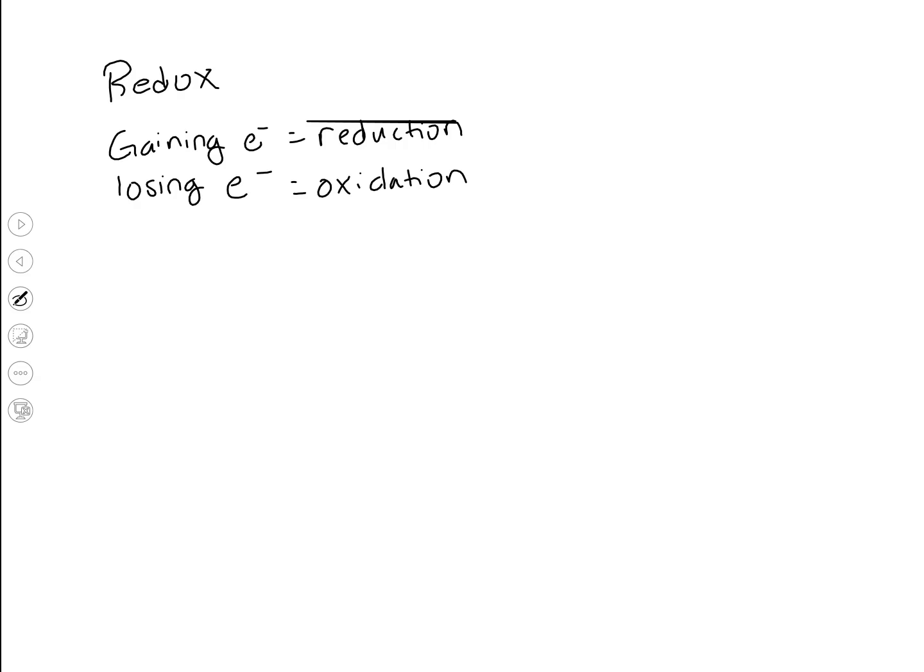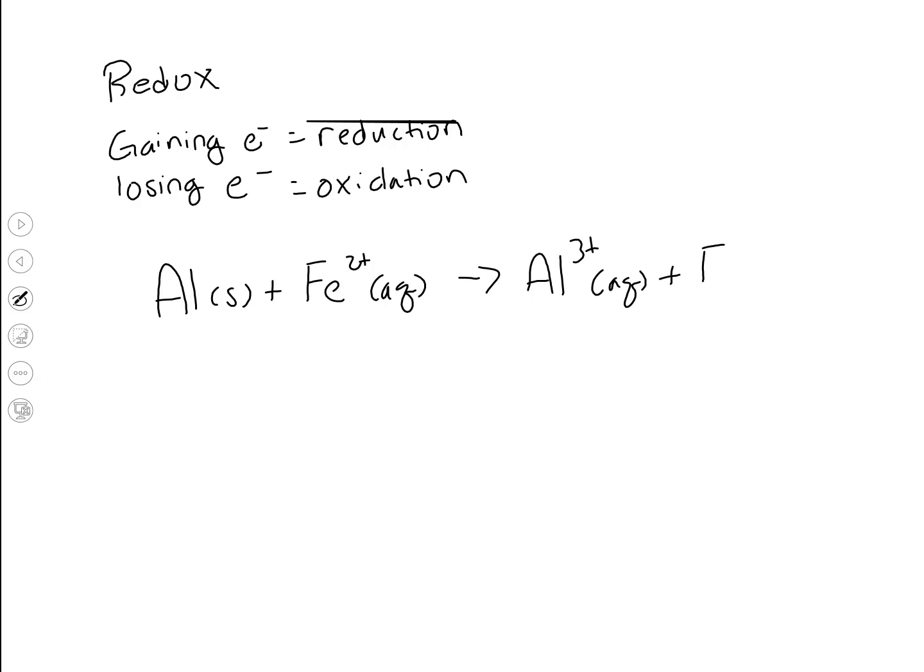So for example, let me pull an example from chapter 4 and see if we can remember how exactly we balance this. Aluminum solid plus iron 2+ aqueous goes to aluminum 3+ aqueous and solid iron. By the rules of chapter 3 in stoichiometry and conservation of mass, it's technically balanced. I start with 1 aluminum, I end with 1 aluminum. I start with 1 iron, I end with 1 iron. But it is not balanced as far as the number of electrons involved. So in redox reactions, when we balance them, we balance the number of electrons.